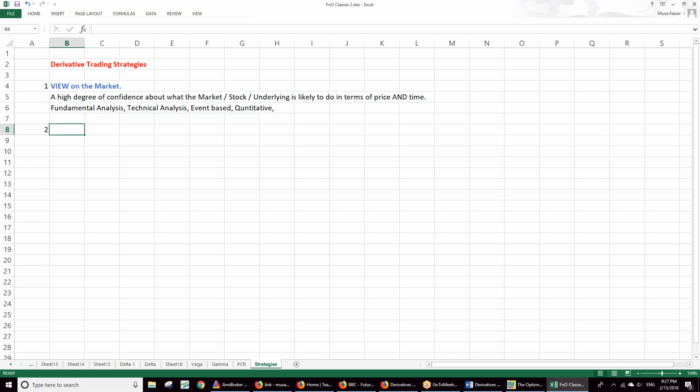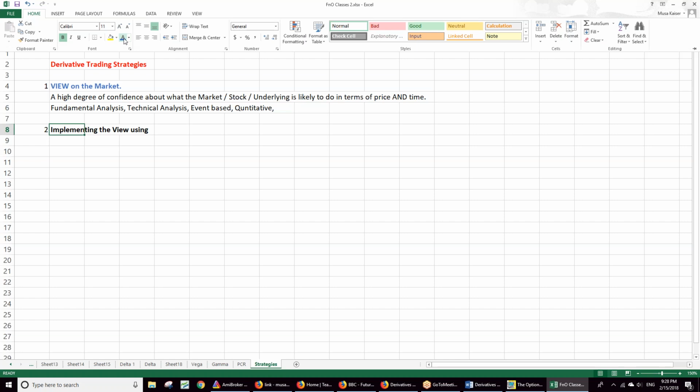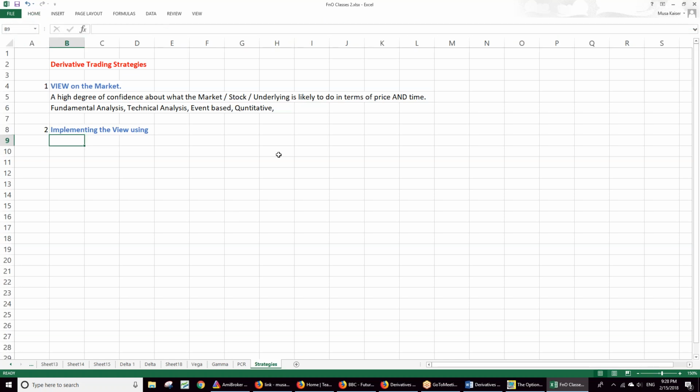Second, once you have a view, you're going to execute, implementing the view using derivatives. So you have a view, and that is something that we're not really going to discuss in the derivative strategies course. However, as you all know, we want to make it as practical as possible. So we are going to keep looking at the market from various perspectives, and then look at what strategies are relevant.